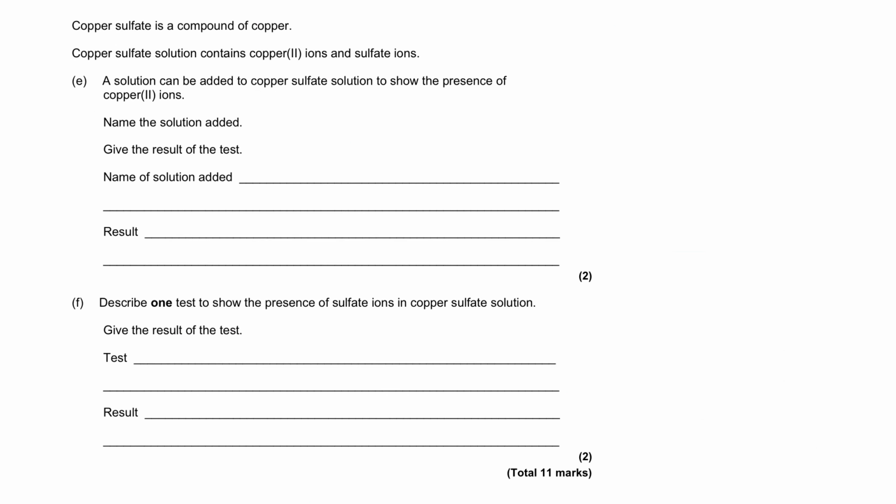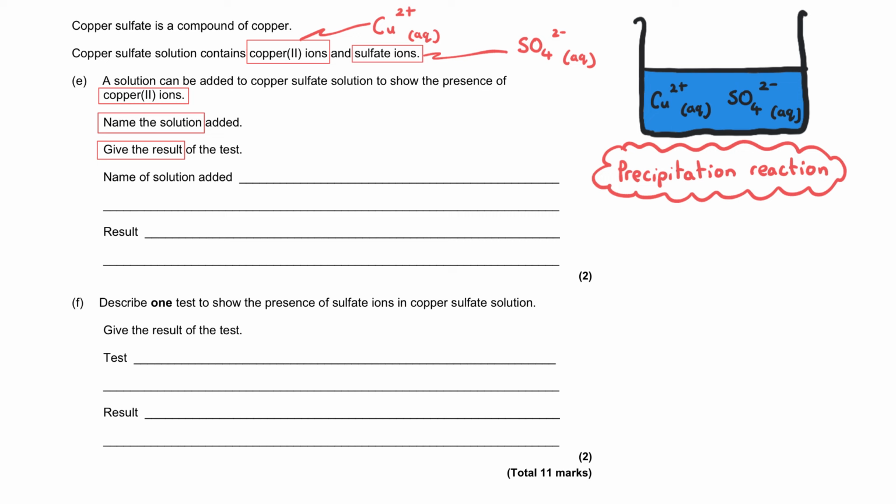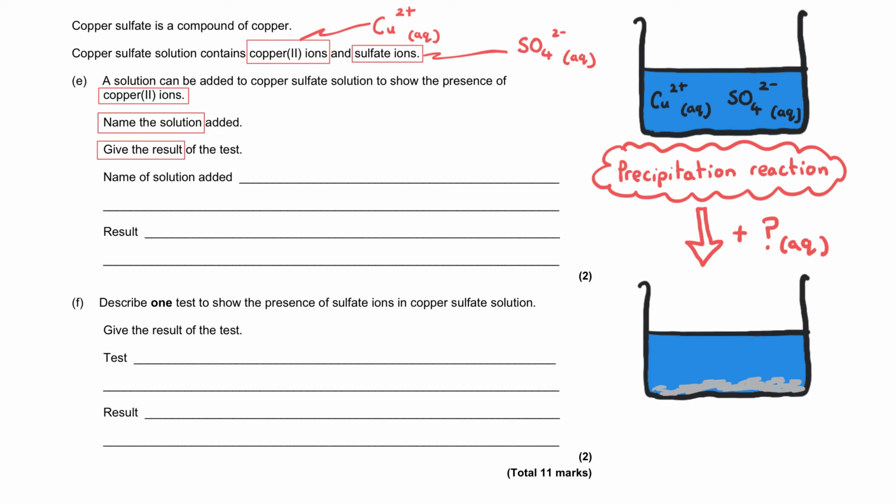Copper sulfate is a compound of copper. Copper sulfate solution contains copper 2 ions and sulfate ions. A solution is added to copper sulfate solution to show the presence of copper 2 ions. Name the solution added and give the result of the test. Well, this type of reaction is called a precipitation reaction. The ions that are present in copper sulfate are dissolved at the beginning, they are aqueous, and then we add something to that solution which results in an insoluble solid forming, and that insoluble solid is a precipitate.